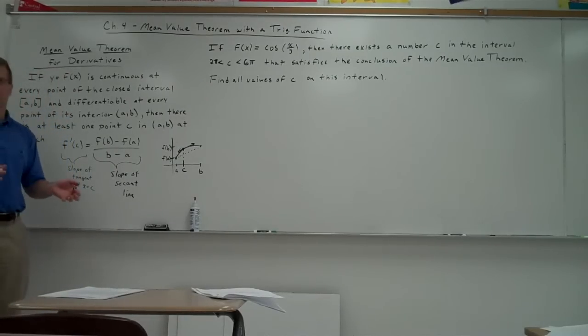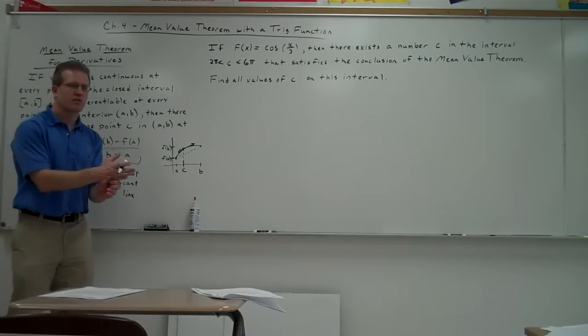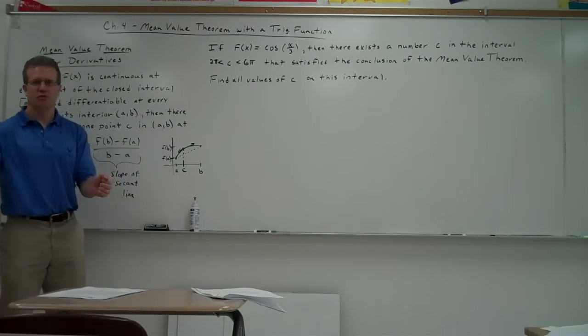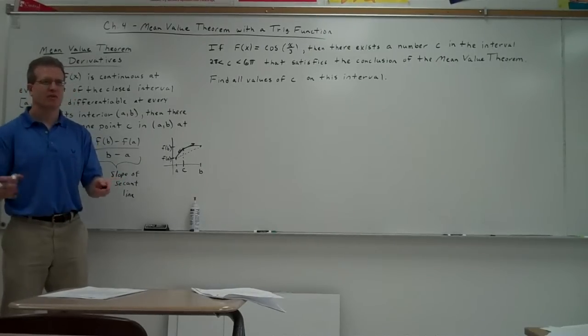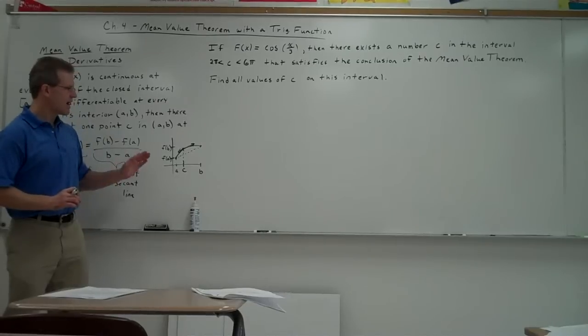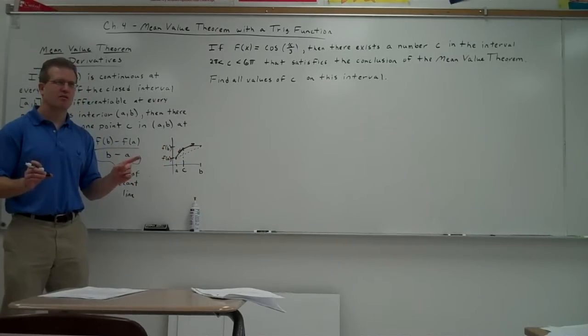A real life application might be something like this. Somebody went through a toll booth on the highway, went through another toll booth, and averaged 90 miles per hour during that time. We would know that they had to have gone 90 miles an hour at least once during their trip.